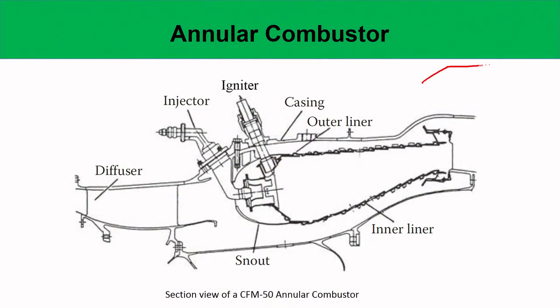So this is a section view of a CF6-50 annular combustor from General Electric. As you see, this is of course a much more complicated design than the diffuser combustor nozzle that we had shown you previously. Here you see the diffuser, where the flow comes in from the compressor.